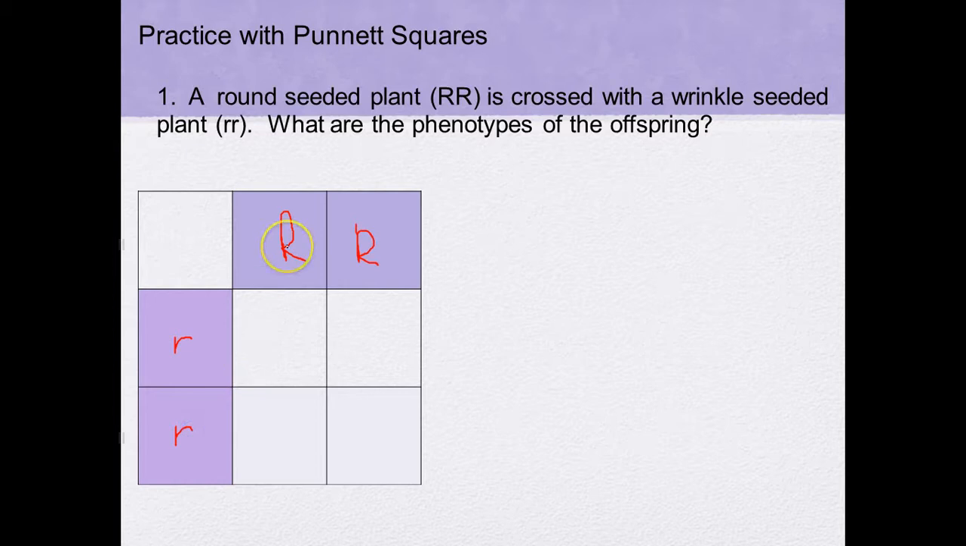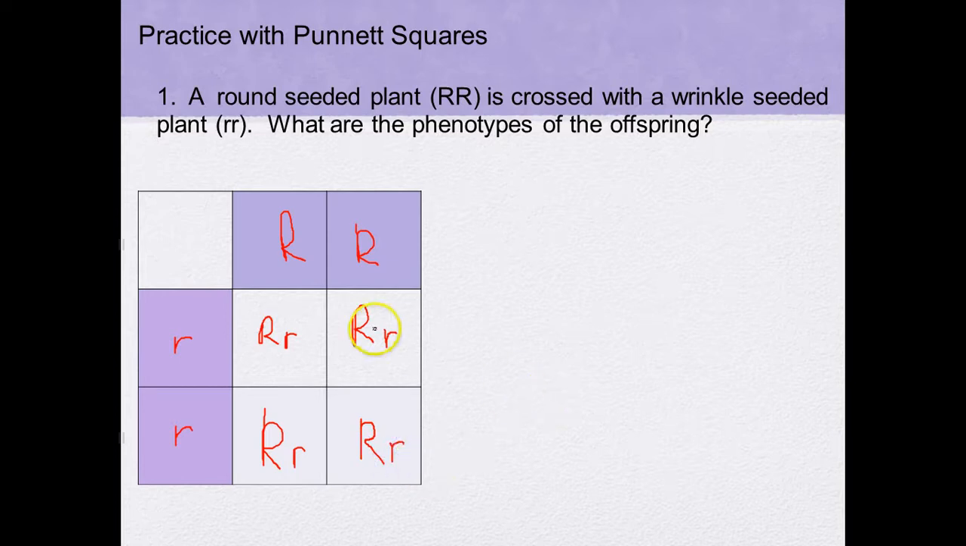Then, using top down, side over, we bring a big R down and a little r from the side, and then we do the same thing in this box. Bring the big R from the top and the same little r from the side. So far, both of the offspring that we've determined would have the same genotype. Top down, side over, we get big R, little r, and in this last box you can see that we would get big R, little r again.